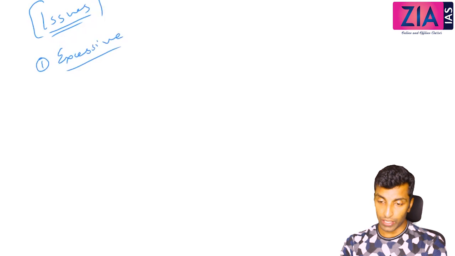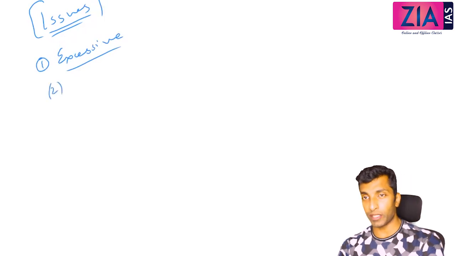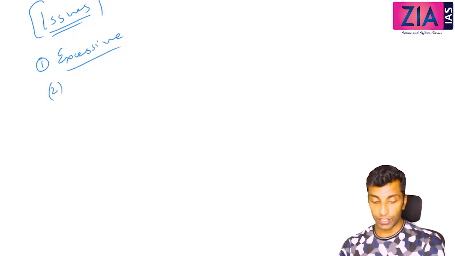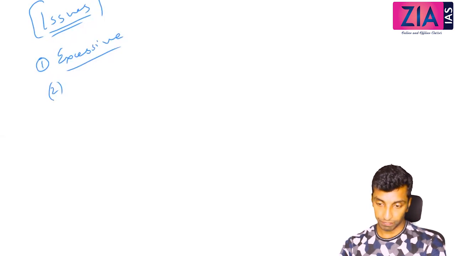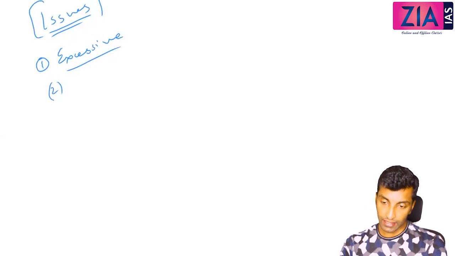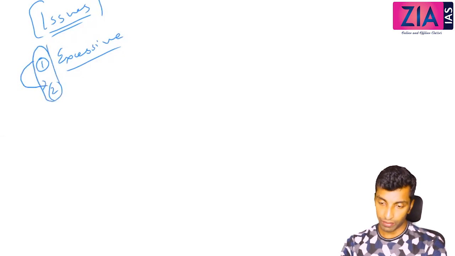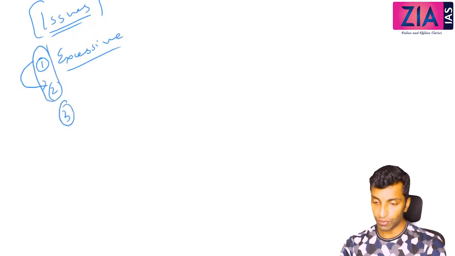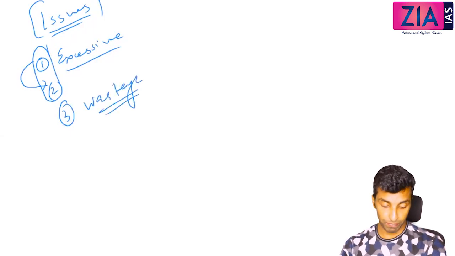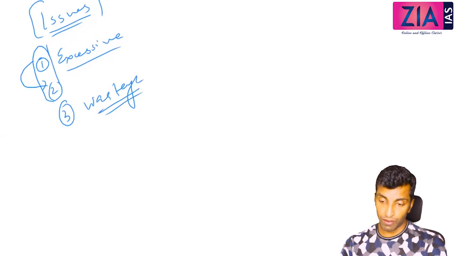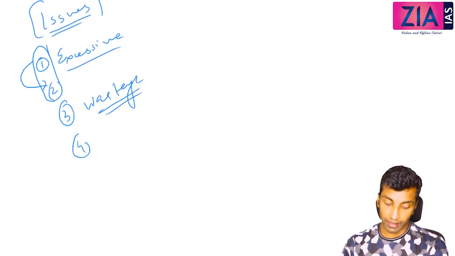Second one, limited storage facility. So the problem is with the storage, limited storage facility. So excessive stocking and limited storage facility, combining these two, what will happen? There will be wastage, huge wastage. Fourth point, you can write mishandling and corruption.